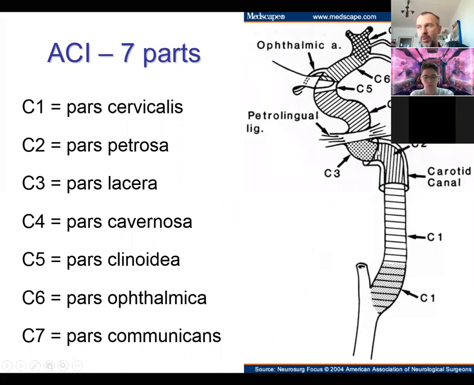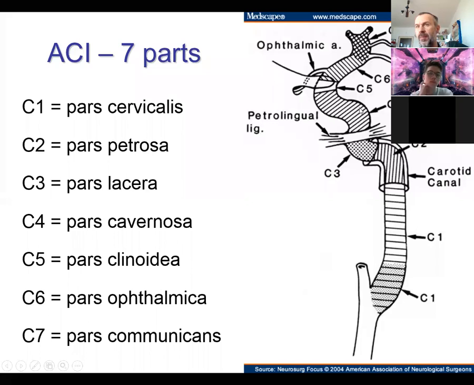Second is inside the bone, within the carotid canal, so we call it the petrous part. This is the first bend. And the second bend here is inside the foramen lacerum. That's why we call it pars lacera. It's inside the sphenopetrous cartilage, the synchondrosis.